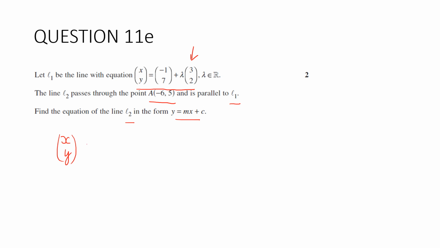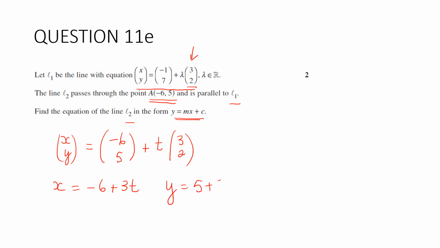(x, y) is equal to, it's going to pass through this point, (-6, 5), and it's going to have the same direction vector. I'm going to use t, I want to use lambda, the same, (3, 2). And now we need to change it to put in this form. So x is equal to -6 plus 3t. y is equal to 5 plus 2t.